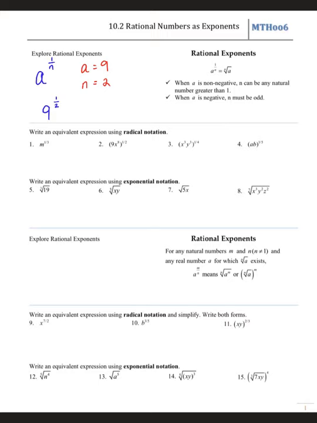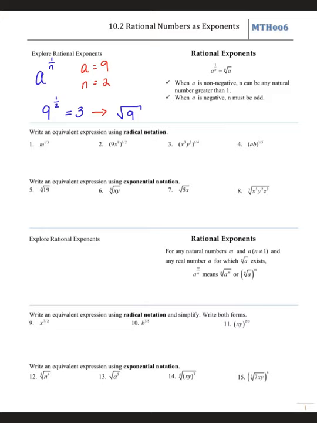Okay, you'll notice that when you type that in, 9 to the 1/2 power, you get 3. And that is because this rational exponent is going to be the same thing as a square root. So in this case, we'd have the square root of 9.